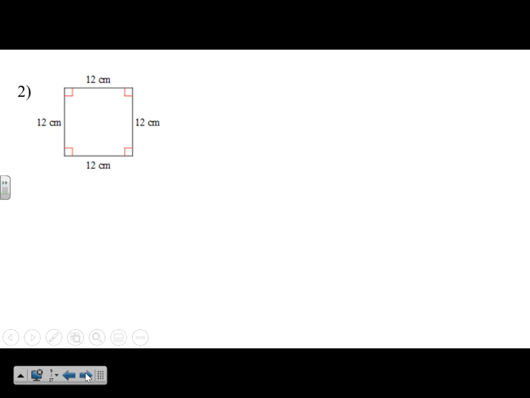So this one's a square. Again, personally, I always just do the same thing as a rectangle. So it's 12. The perimeter is 12 plus 12 plus 12 plus 12. Now that one, some of you guys are going to be quick enough to realize that's 4 times 12 once you write it down. So that's 48.